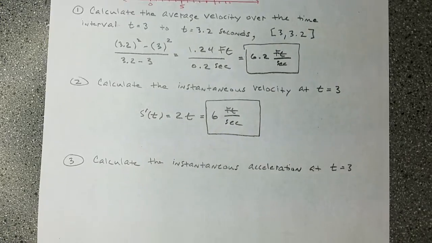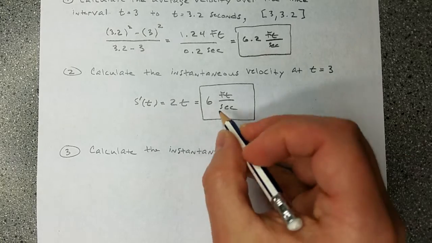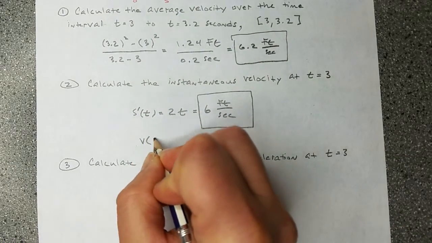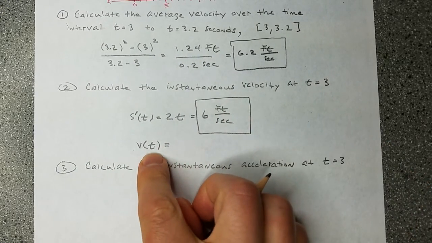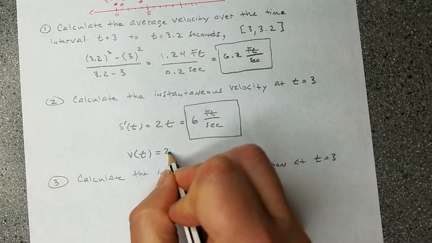All right, next thing. What's the instantaneous acceleration? Well, this will be v of t. So I'll say v of t, the instantaneous velocity at any time, not just the time when t is equal to 3, is 2t.